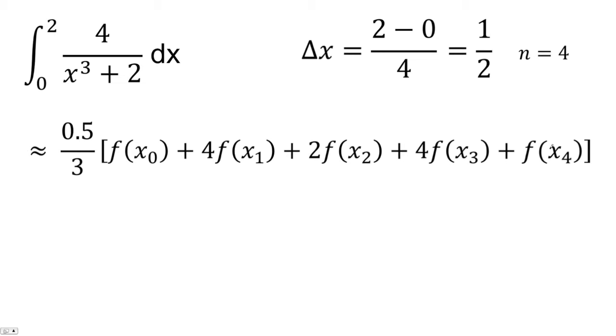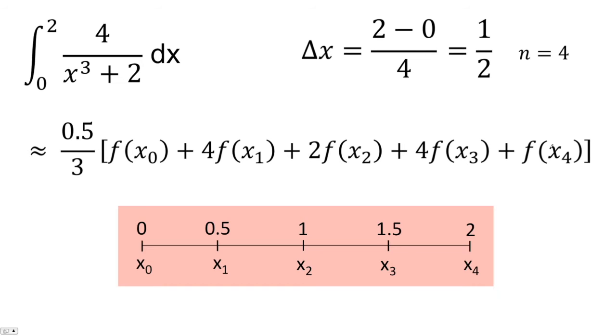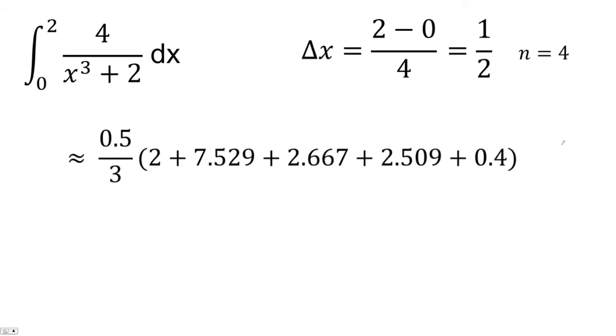So for this given function, we have an interval of 0 to 2, so 4 intervals from 0 to 2 would give us x sub 0 at 0, x sub 1 at 0.5, x sub 2 at 1, x sub 3 at 1.5, and x sub 4 at 2, with 5 total values to plug into this function here. So we went ahead and plugged all these numbers in, and we would get this.